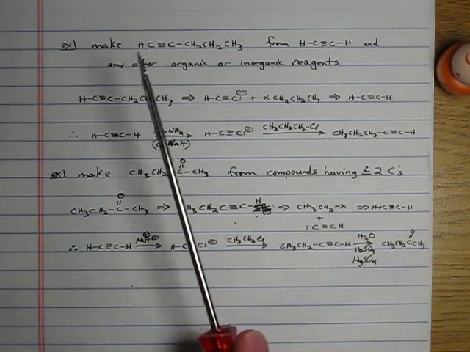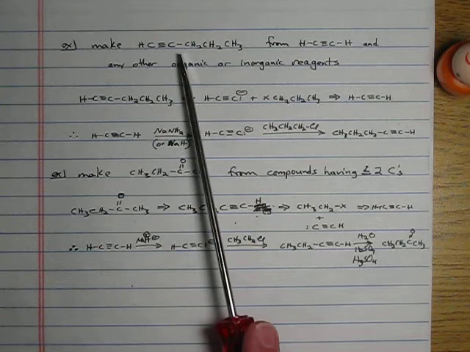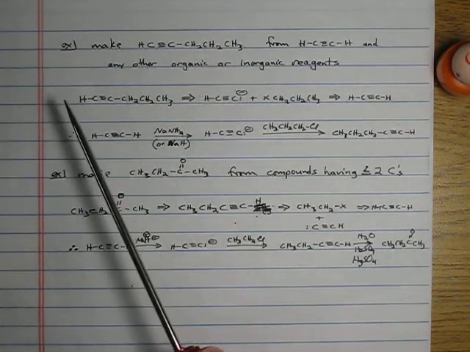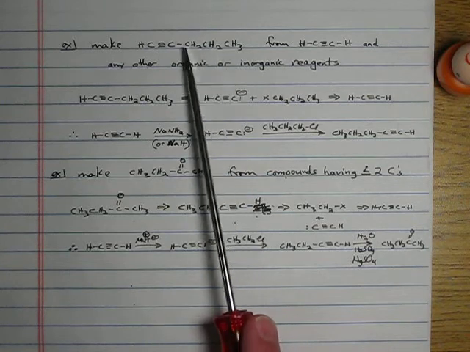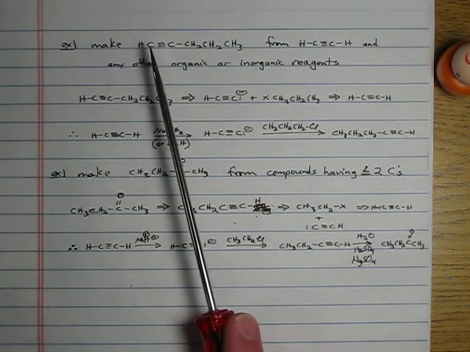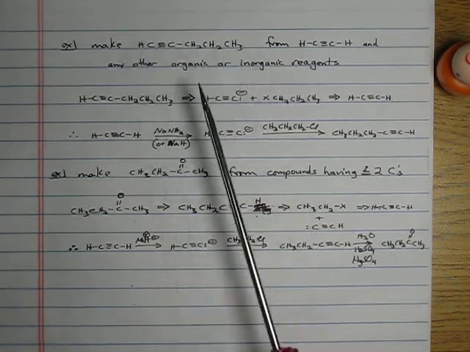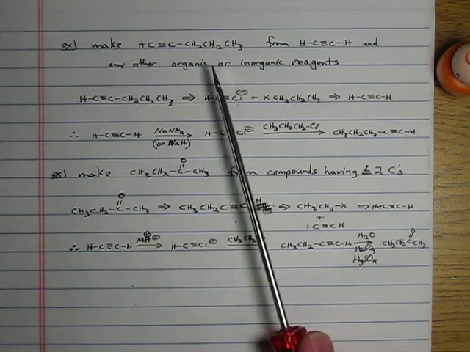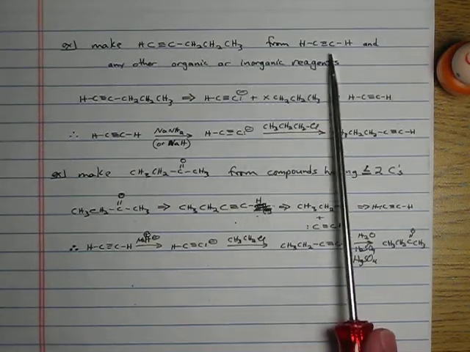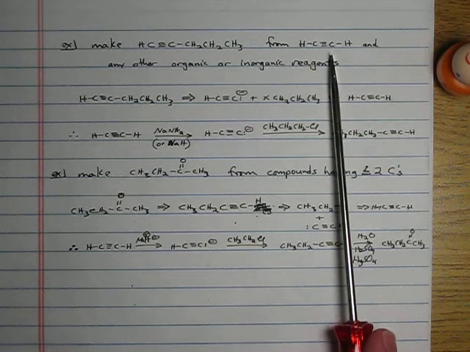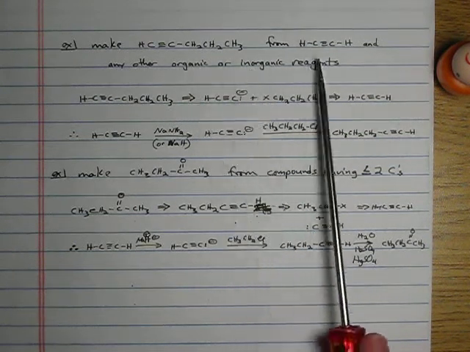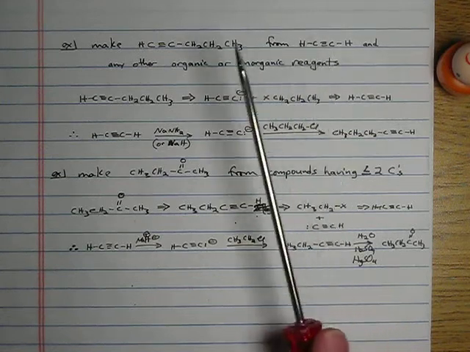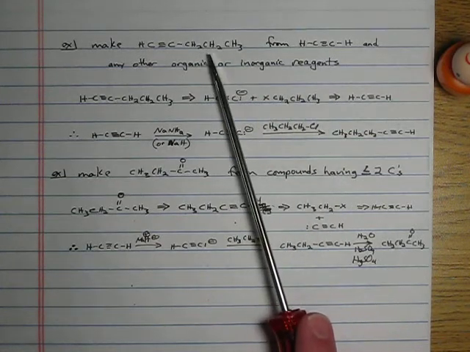Here's the deal. This is what you want to make. You want to have this terminal alkyne, 1, 2, 3, 4, 5. So this is 1-pentyne. But you don't have 1-pentyne. All you have is acetylene, because you can buy that pretty cheap, acetylene gas. And you have other inorganic or organic reagents. So starting with acetylene, how do you make this?